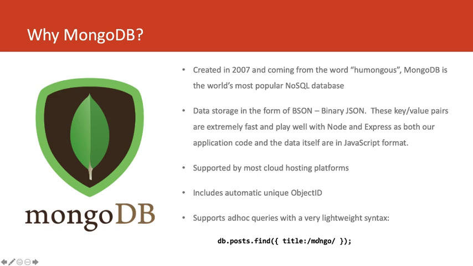This is, in my opinion, a lot easier than using a SQL query, where the equivalent of this would be like SELECT * FROM posts WHERE title LIKE '%Mongo%'. Whereas this, it's just like a function. Find the posts where the title is this.